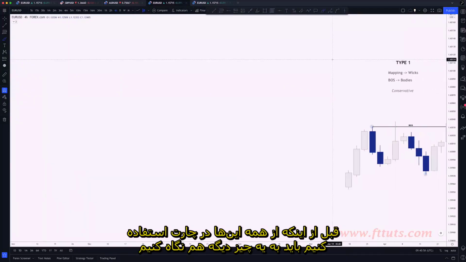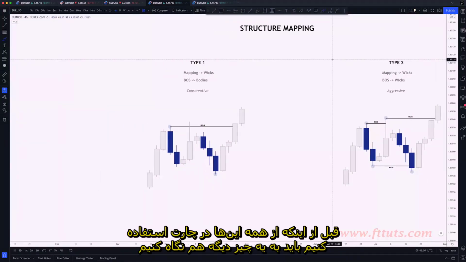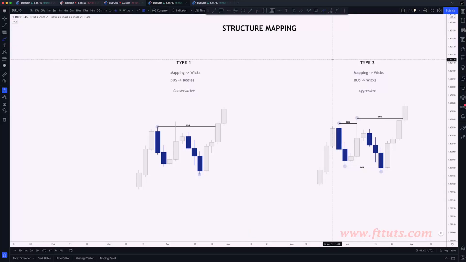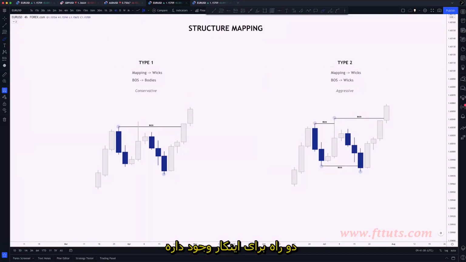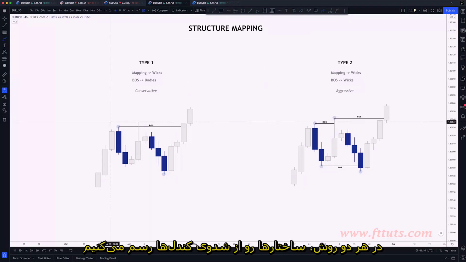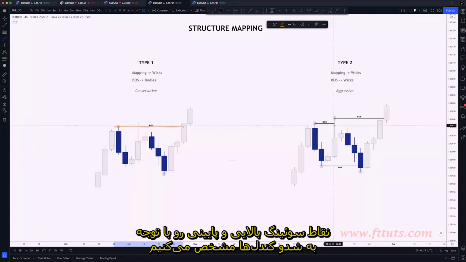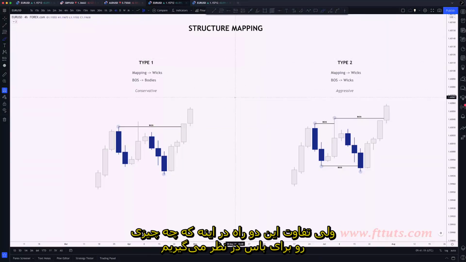Now, before we apply all of this onto the charts, one other thing we need to look at is how do we map this on candlestick charts, right? Because we're not just going to be looking at line charts. So there are two main ways you can do this. Both ways, we're always going to draw structure from the wicks of candles, okay? So wherever you draw your swing high and your swing low, we're always going to draw it from the wicks of candles. But the difference between the two types is what you need to see for a break of structure to have occurred.